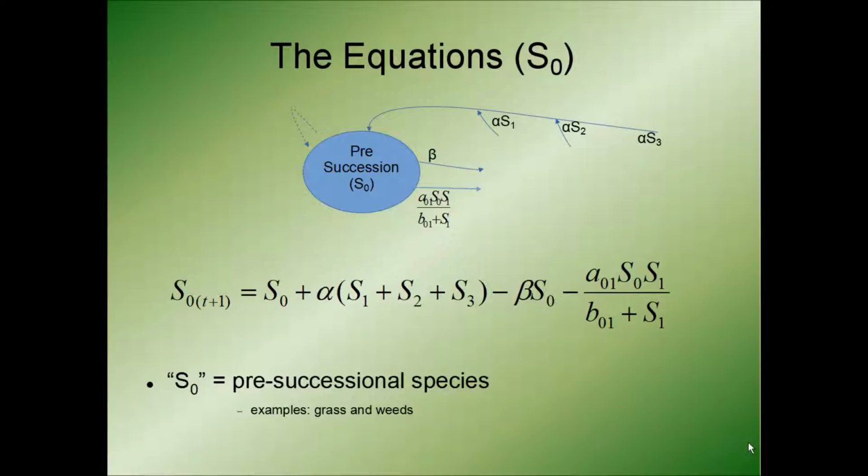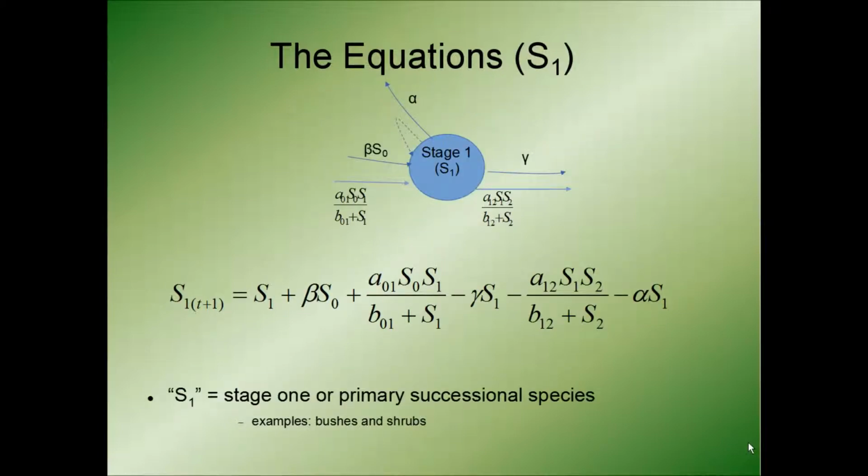So here we have the equation for S0, the pre-successional species, such as grasses and weeds. Now you'll notice that this is a recursive equation, not a continuous equation. This is because plants are annual reproducers and they grow during a certain growing season. So it does not make much sense to model them continuously as if they were to grow and reproduce throughout the year.